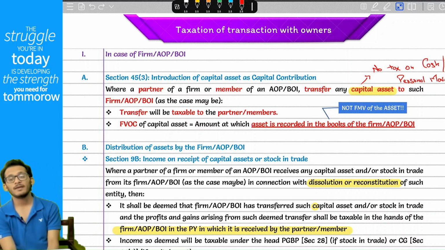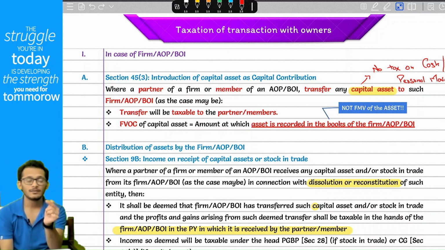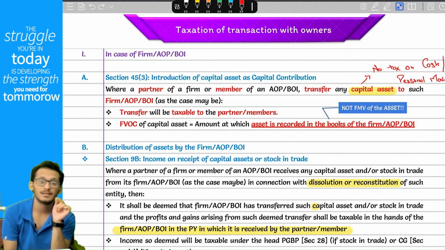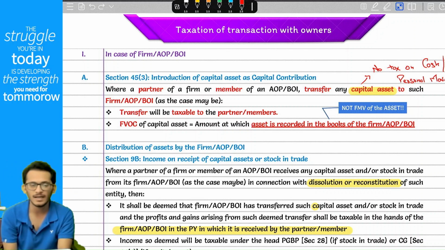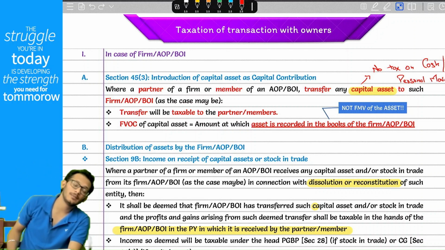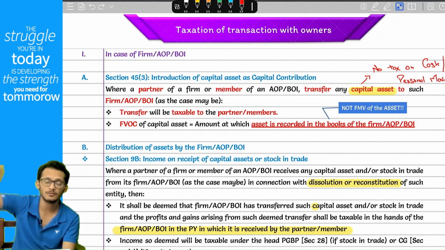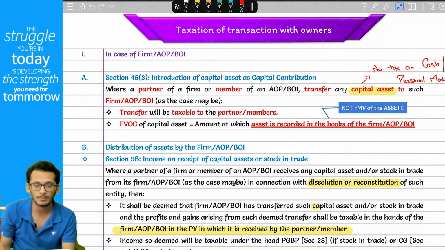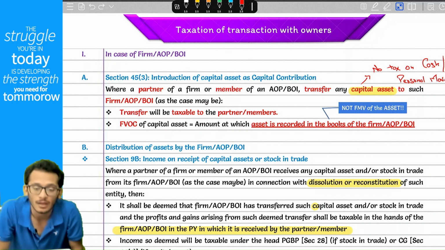At what value will it be taxable, Rahul? The value at which the firm records the asset in their books. So your full value of consideration will become the value recorded in the books of accounts, and minus your cost will give you the capital gains.